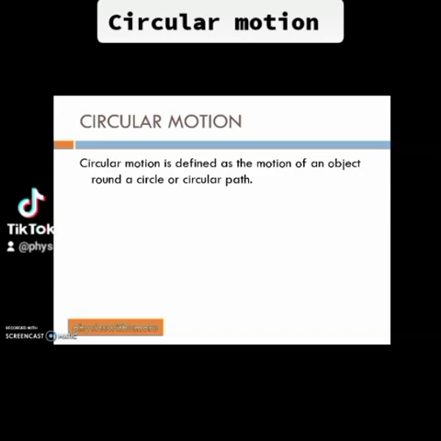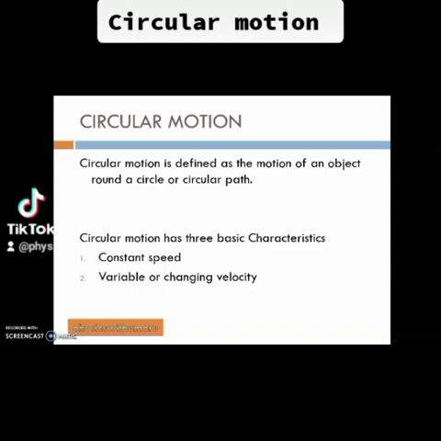A body that is performing circular motion is characterized by the following. It has three basic characteristics. Number one, it has a constant speed. The speed doesn't change, it remains the same. Number two, it has a variable or changing velocity. And three, it has an acceleration known as centripetal acceleration, which we are going to be discussing now.